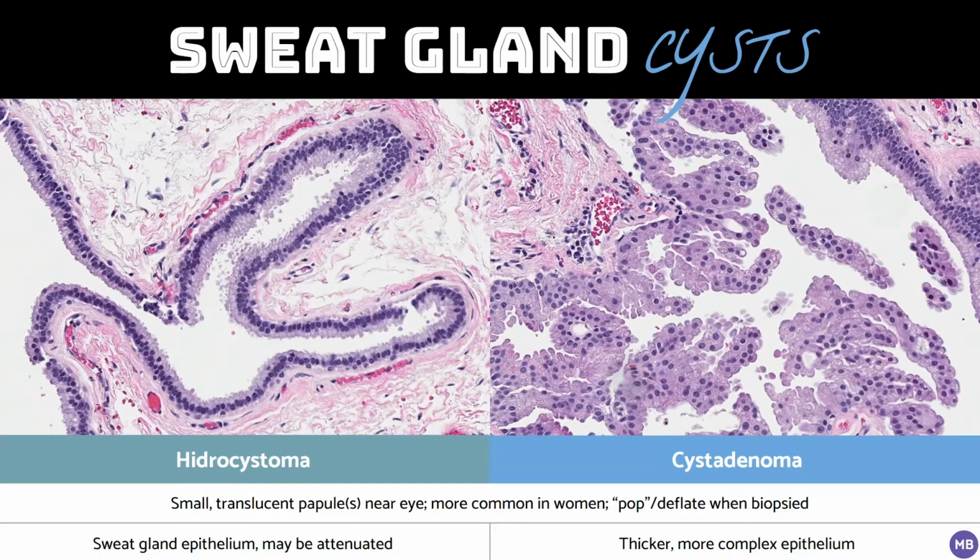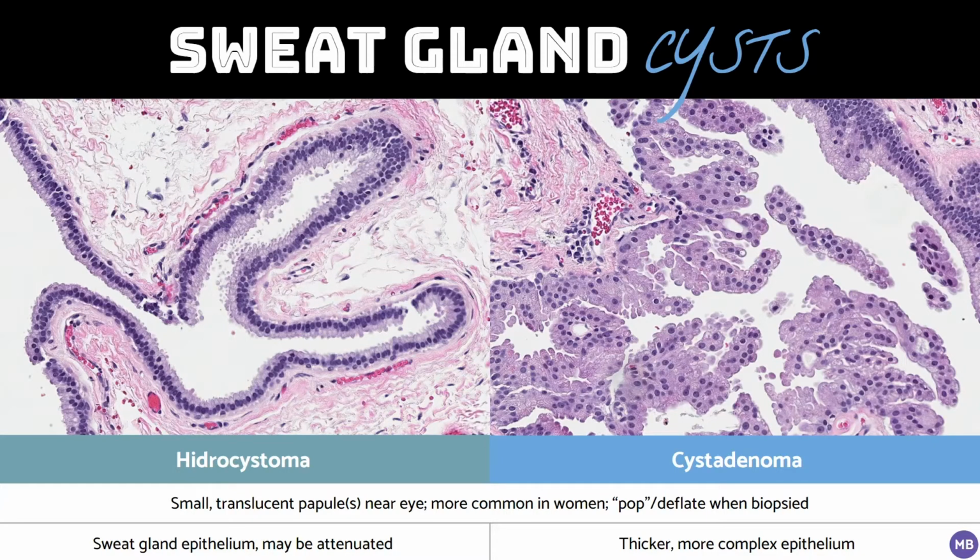For cystic sweat gland lesions, there are two main diagnoses to consider: hydrocystoma and cystadenoma. Both are benign neoplasms that commonly present as one or more bluish or translucent papules on the face of an adult, most commonly near the eyelid. The only difference is that while hydrocystoma has a simple double layer of cells, cystadenoma has areas of thicker, more complex epithelial lining. Both can have apocrine and/or eccrine differentiation, but this is not of any clinical significance.